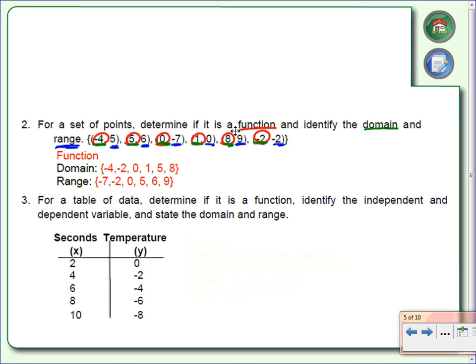Okay, we're going to number 3 now. Number 3, for the table of data, determine if it's a function. So let's do that part first. Is this a function? Look at the x's. Do any x's repeat? No. So can I call this a function? Yes. Absolutely. So you're going to write down yes, this is a function. No x's are being repeated.